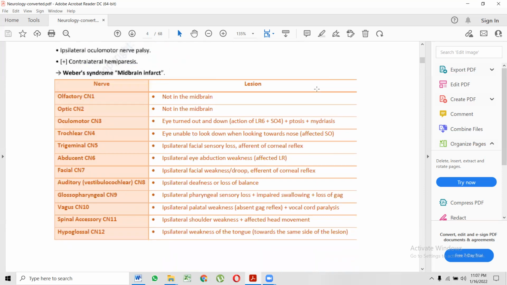The olfactory nerve and optic nerve are associated with the cerebral cortex. The function of the olfactory nerve is olfaction, or sense of smell, and the optic nerve is associated with vision. We will discuss the nerves that originate from the brainstem.